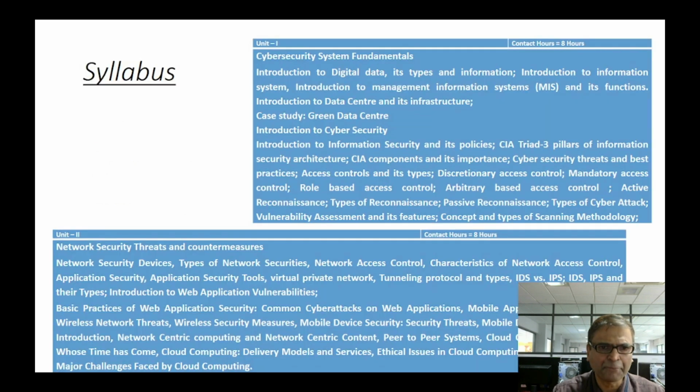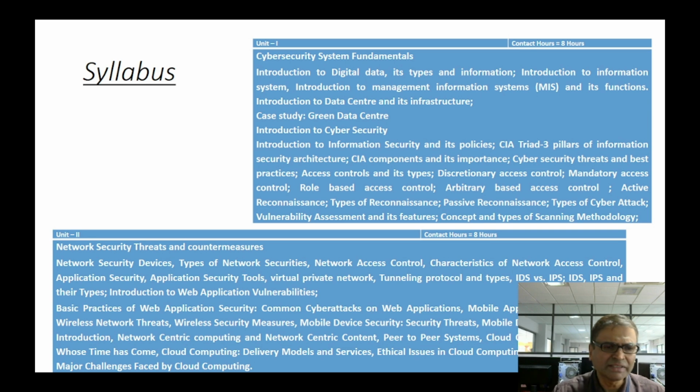So coming on to the syllabus, in Unit 1, we will be discussing cyber security system fundamentals. Okay, we will be discussing the three pillars of information security, components and its importance. We will also be discussing different access controls and its types, the types of cyber attacks and vulnerability assessment.